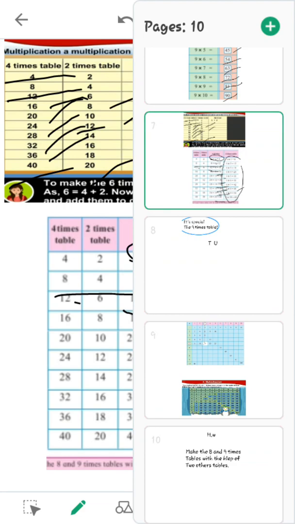So we can make the 7 time table with the help of the 4 and 3 times table.